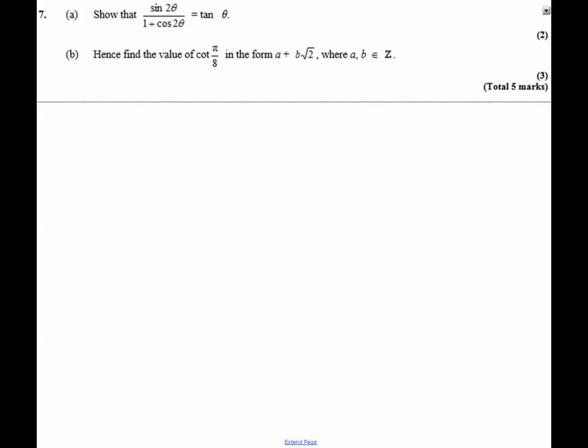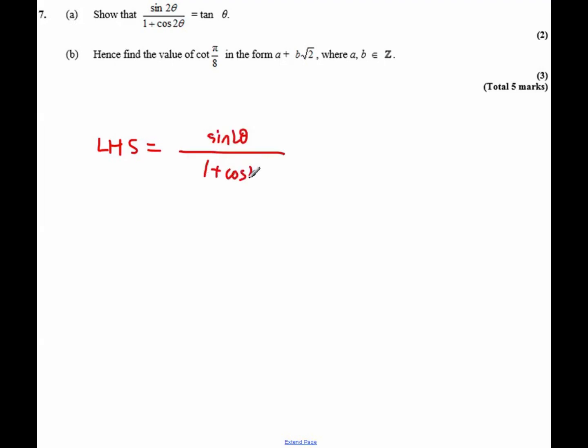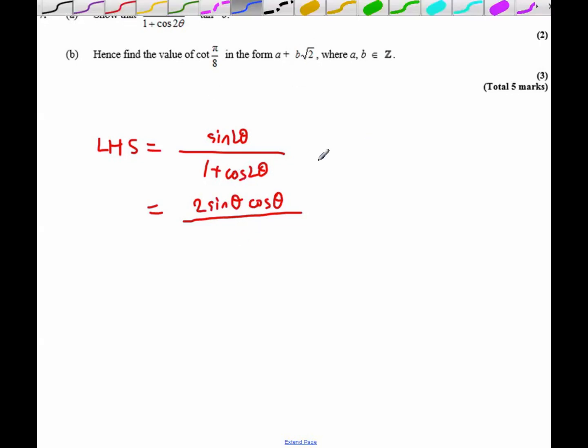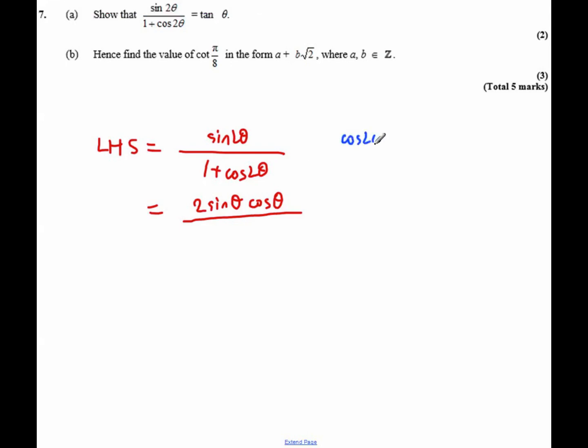Moving on. Show that this is the case. We're going to start off with the left-hand side and write down what that is: sine 2 theta over 1 plus cos 2 theta. There's only one expression really for sine 2 theta, which is 2 sine theta cos theta. However, for cos 2 theta, you've got 3 possibilities, and it's worth being tactical about which one you use. Cos 2 theta is either cos squared theta minus sine squared theta, or it's 2 cos squared theta minus 1, or it's 1 minus 2 sine squared theta.